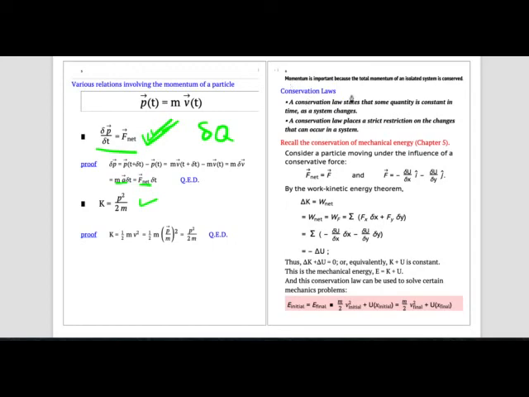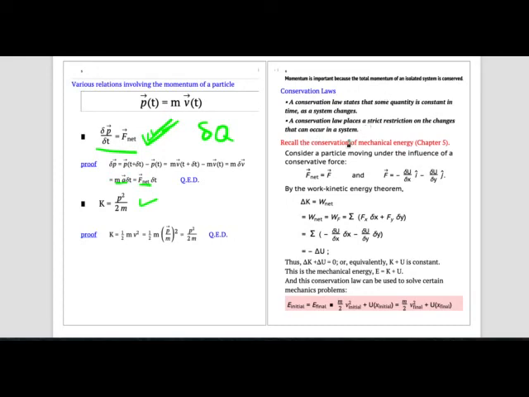A conservation law states that some quantity is constant in time as the system changes. So it's not that the system is static. The system is evolving. But there's some quantity which is not changing. That's called a conservation law. And there are a number of conservation laws that are essential laws of nature. The conservation law places a strict restriction on the changes that can occur in a system.